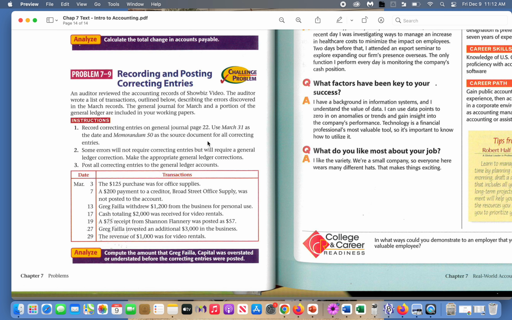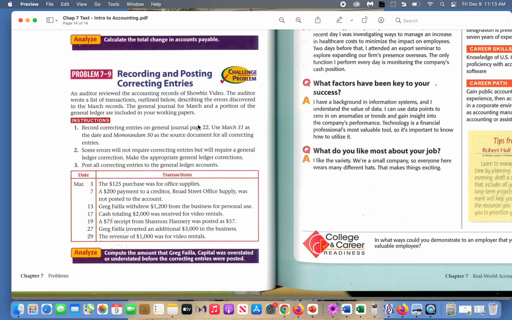As a class, we went through 7-9, so I want to go through that. An auditor reviewed the accounting records of Showbiz Video. The auditor wrote a list of all transactions outlined below, so right here, describing the errors discovered in the March records, the general journal for March, and a portion of the ledger. So in our workbook, we have just a portion of everything for paper's sake. Record the entries on page 22. So the original, I'll show in just a little bit, was journalized on page 21. So now it will be General Journal 22.